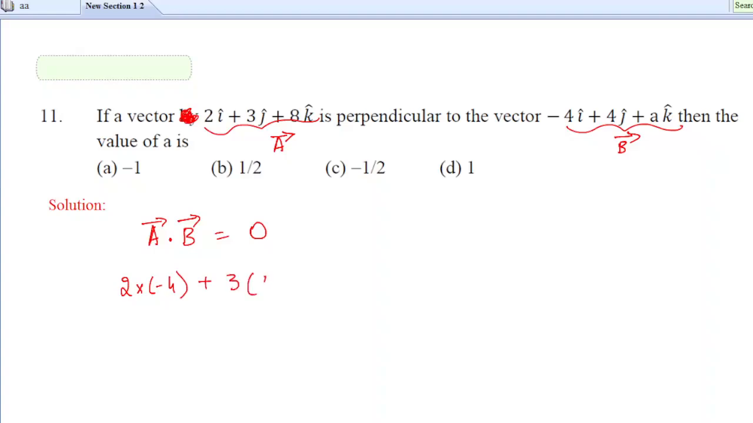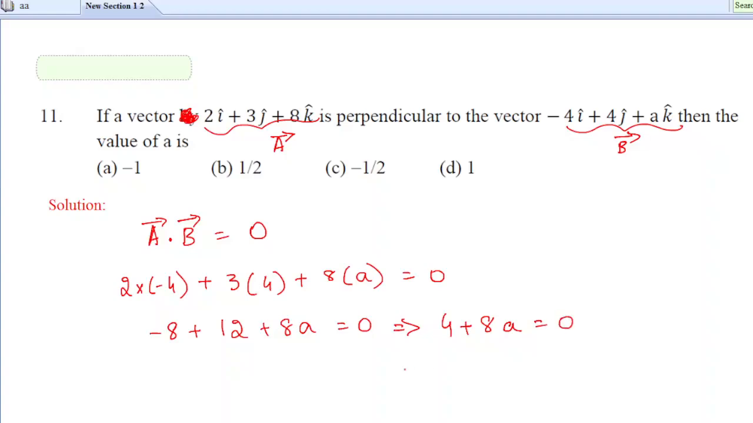similarly 3 into 4 plus 8 into a is equal to 0. So minus 8 plus 12 plus 8a equals 0. So this is 4 plus 8a is equal to 0, or a is equal to minus 4 by 8, which is equal to minus half. So this seems to be the right option, that is C is the right option.